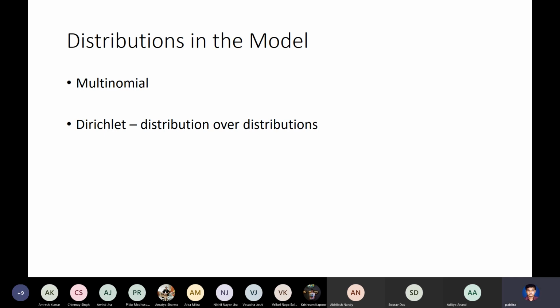Next I will explain the multinomial. I think it is clear; it's nothing but a k-faced dice. I'll explain the Dirichlet distribution in more detail.